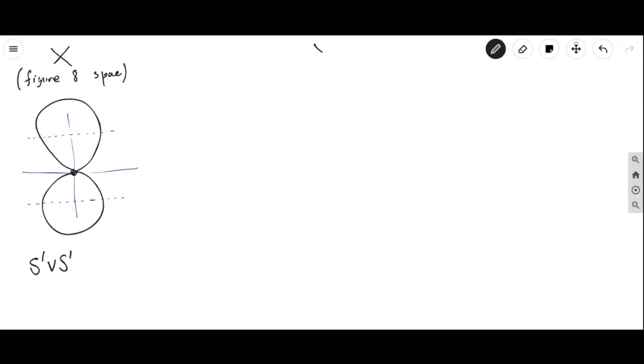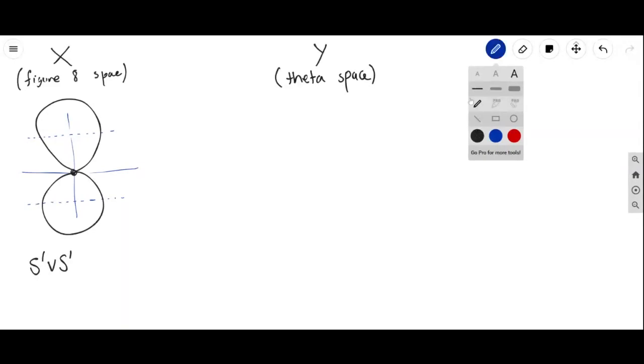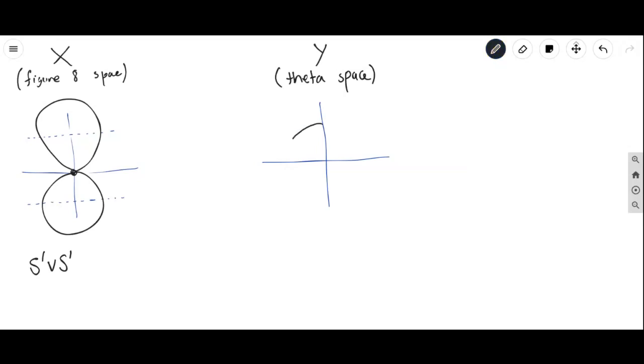And then we'll have another space over here called Y. This one is called the theta space, for reasons that you're about to see. So the theta space will look as follows. Let's just draw these axes to help orient ourselves. And then we're going to draw the unit circle, of course. And on top of that, we're going to have a line that joins these 2 points. That's why it's called the theta space, because it looks like a theta. So, figure 8 space and the theta space.